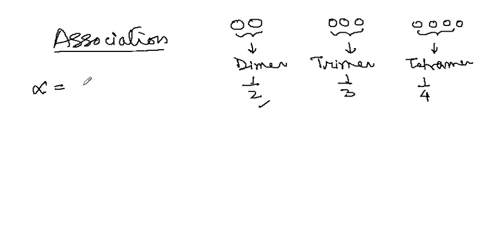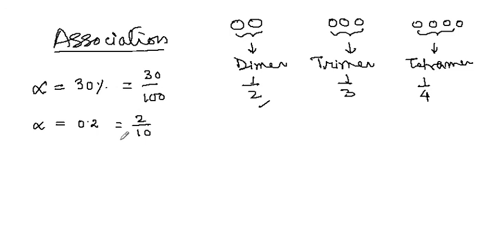Let's say the degree of association is 30%. That means out of 100 molecules, 30 have got associated. Or if the degree of association is 0.2, it means out of 10 molecules, 2 have got associated.